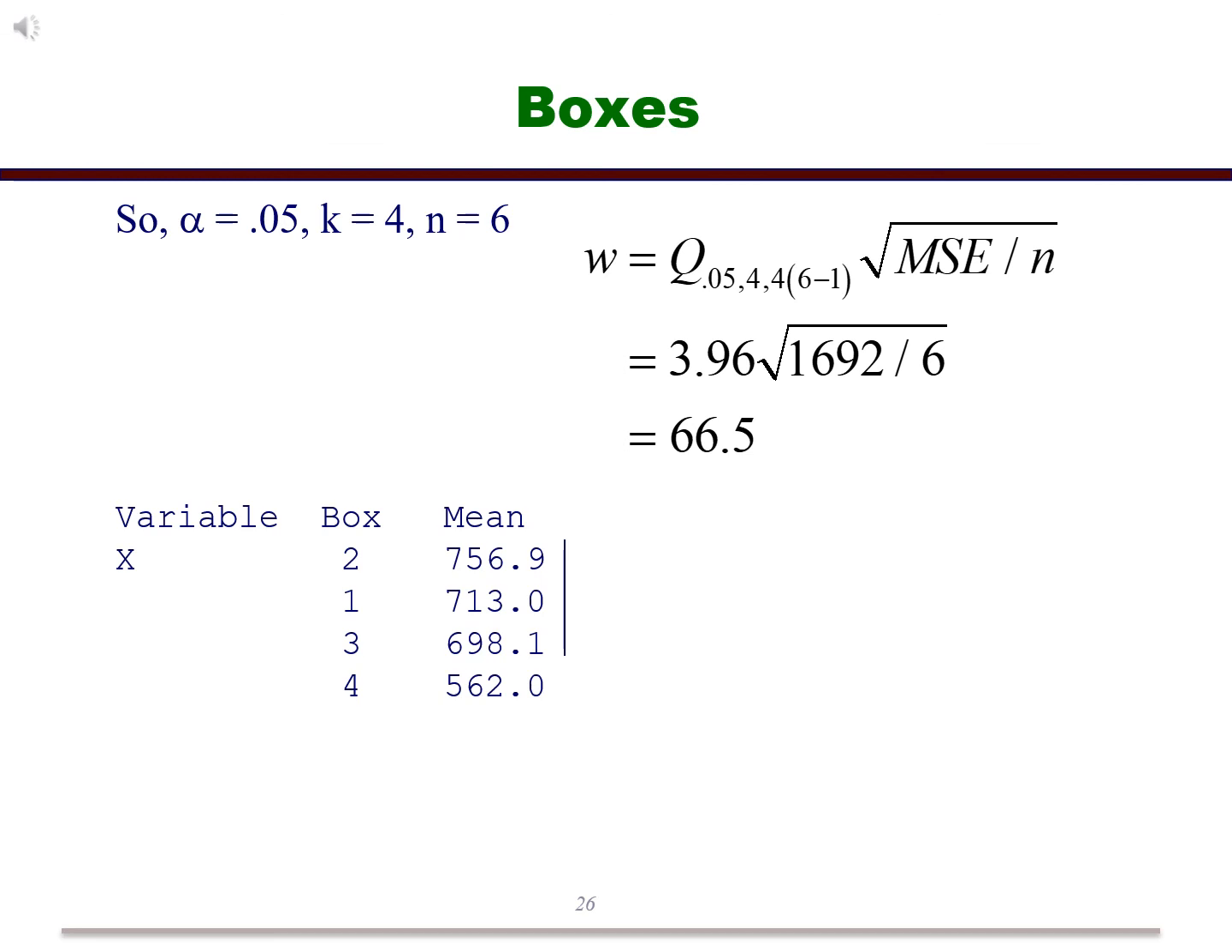Here's the method applied to our example. The W is calculated to be 66.5, and the only mean that is statistically different is box type 4, which is consistent with what we saw in the dot plots.